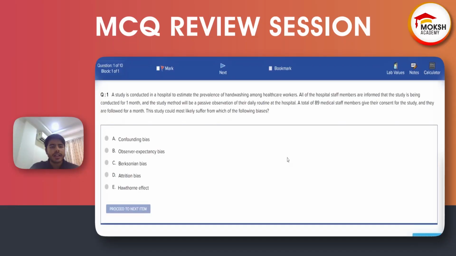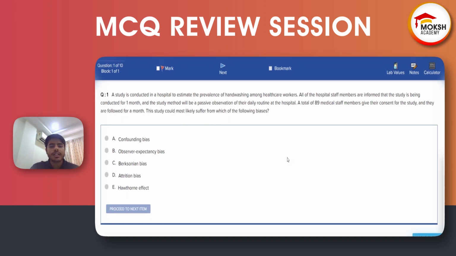A study is conducted in a hospital to estimate the prevalence of hand washing among healthcare workers. All of the hospital staff members are informed that the study is being conducted for 1 month, and the study method will be a passive observation of the daily routine at the hospital. A total of 89 medical staff members give their consent for the study, and they are followed for a month.